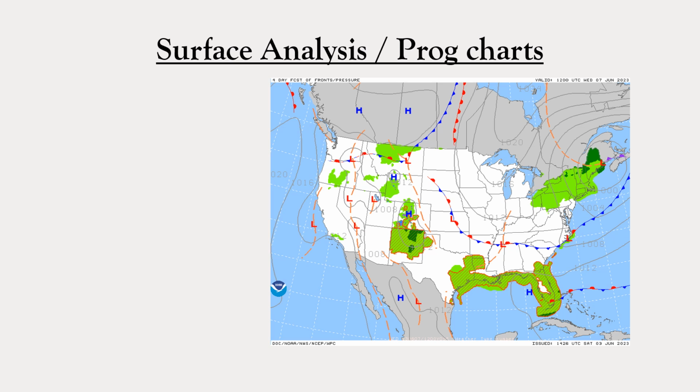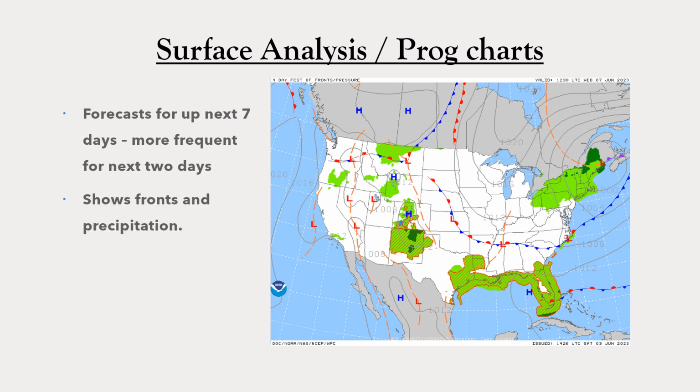One of the good charts is these surface analysis or prog charts. These cover the next 7 days. For the next 2 days, they give it to you more than once per day. When it's current information, it's called a surface analysis chart. When it's a projection of the future, it's called a prognosis chart, or prog chart. These show things like fronts and areas where precipitation is expected.